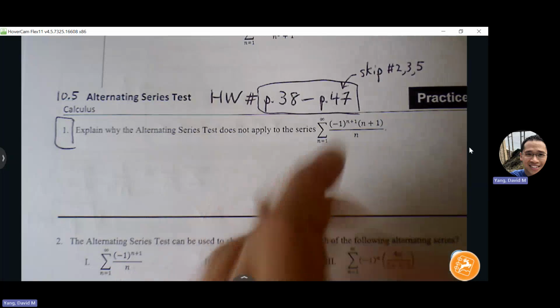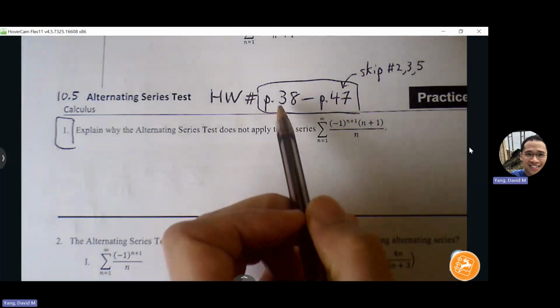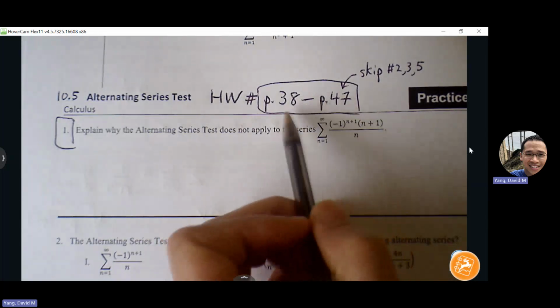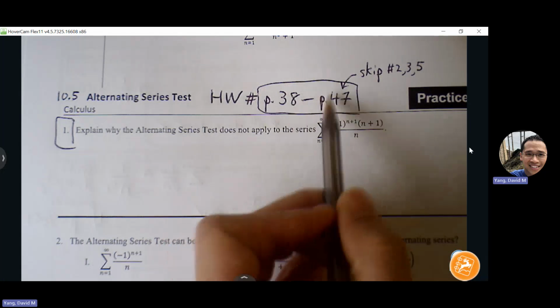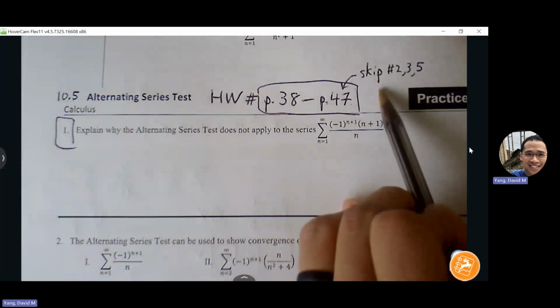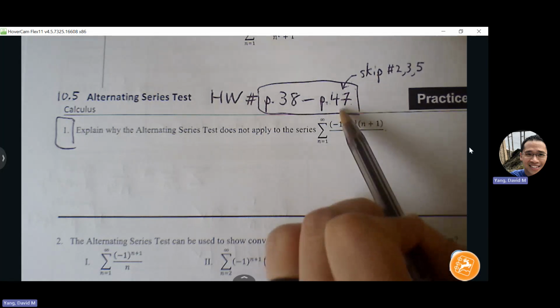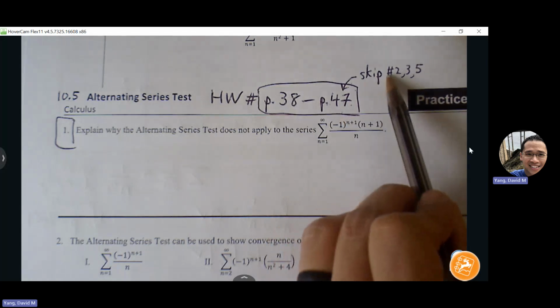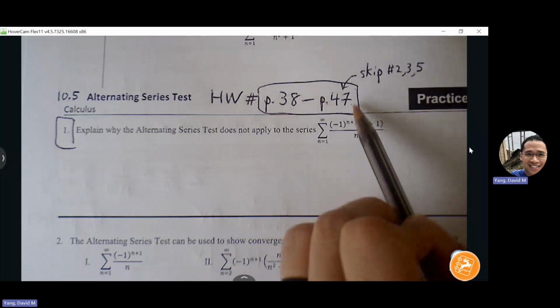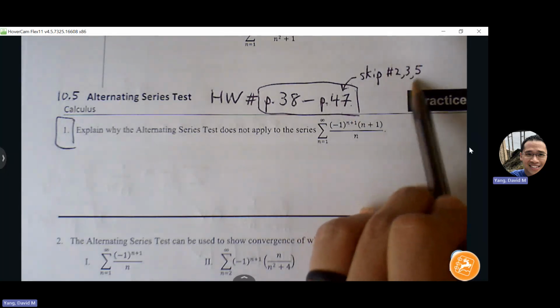I also included this in your calendar as well. So first, page 38 to 47, there are some problems with factorials, and you can skip those. And also on page 47, in the book, they split up 10.5 into alternating series test and the alternating error bound. We haven't talked about the error bound. We won't talk about that until after the quiz. So we'll come back to numbers 2, 3, and 5 on page 47, but we can skip those in the AP practice.